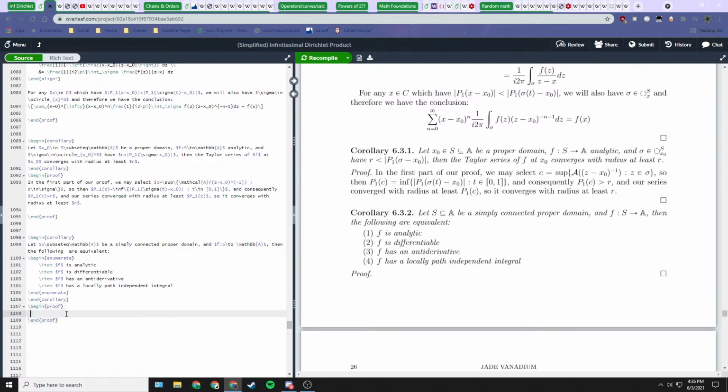Okay, well, we can get started on this at least. So the equivalence of 1 and 2 is an immediate consequence of our theorem and the differentiability of analytic functions. That 1 implies 3. Actually, you can say locally path independent integral.